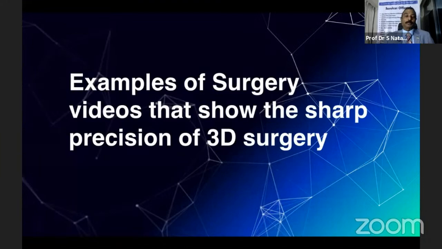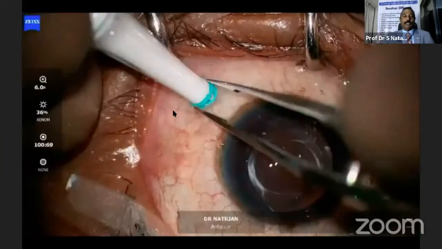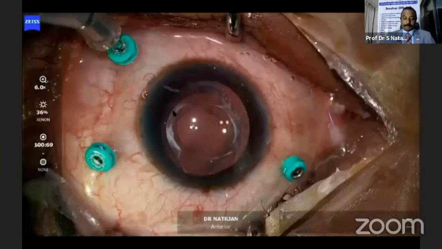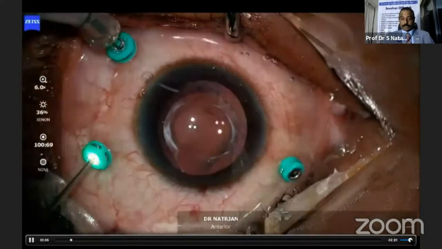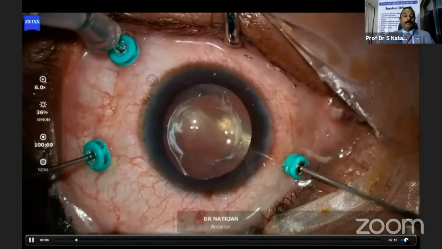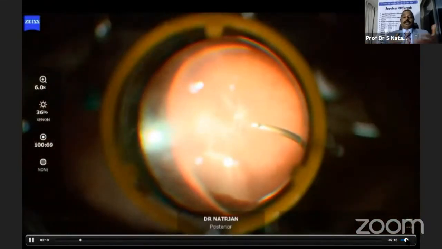And I'm going to show you some examples of surgery. And you see here a 25 gauge, 3-port pars plana vitrectomy. And as you see here, you see this entire thing on a 70 inch screen. And then you operate. It's like watching something like Star Wars. And that's what was my fantasy when I was a kid.